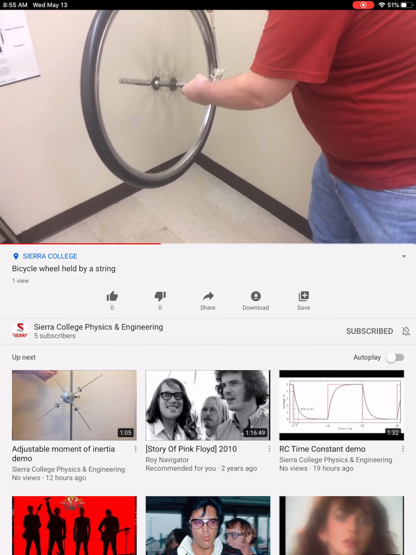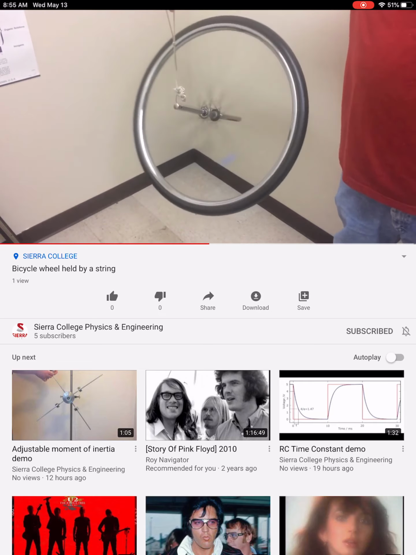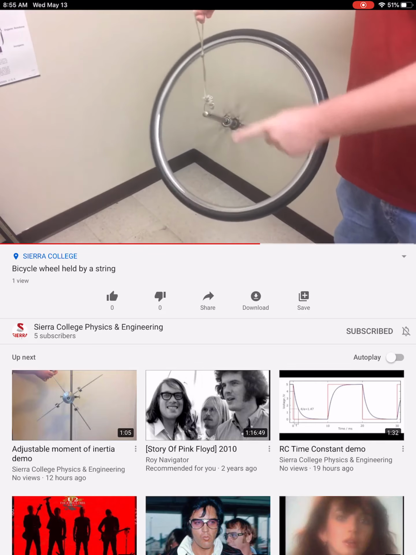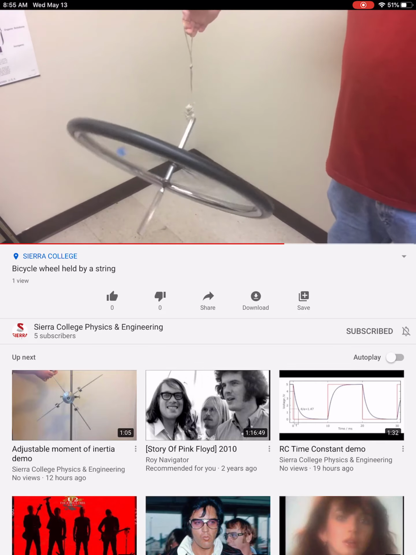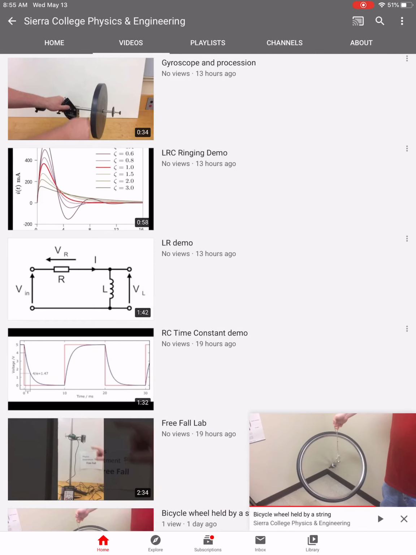Put it in the vertical orientation, and then hold on to the string. As you can see, it does not automatically fall straight down. That is because the momentum is resisting that torque. Very cool. As it slows down... Thank you, Tyler. Let's look at another one.